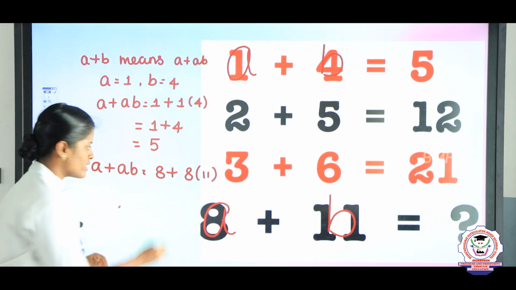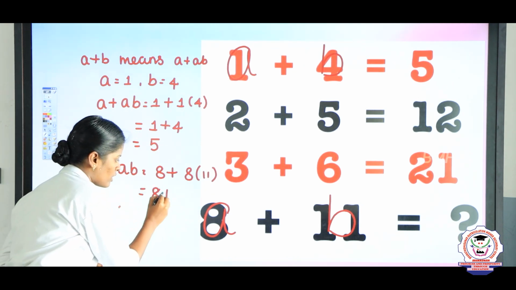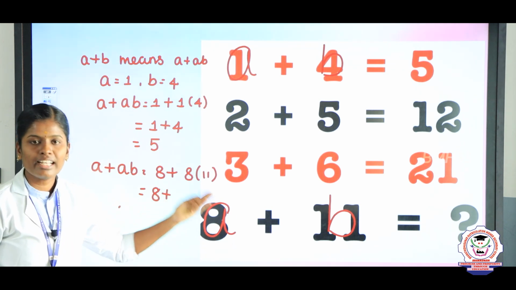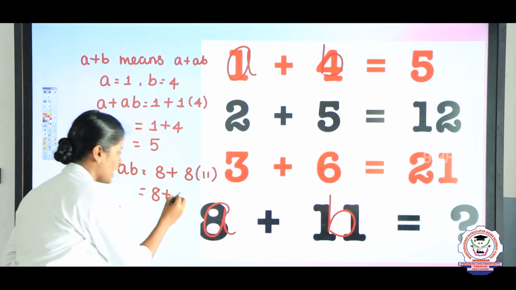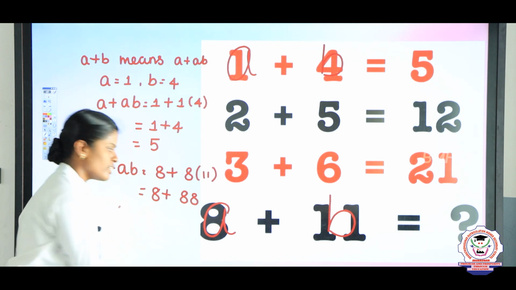Now we are going to solve this. 8 plus, what is the answer? 8 11s are 88. The answer is 88.